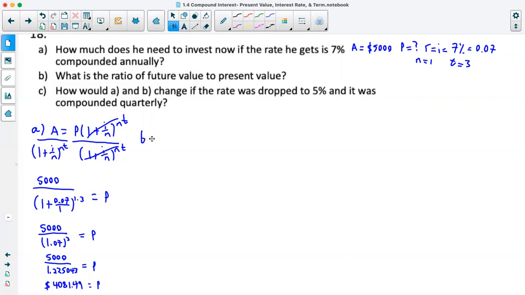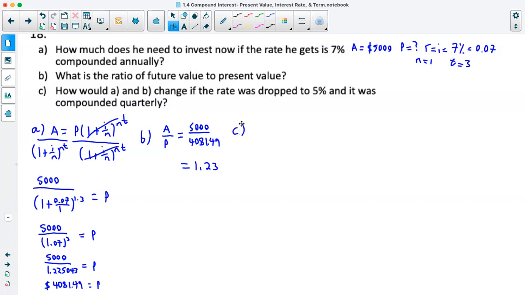Part B is, what is the ratio of future value to present value? So ratios are typically represented by fractions. So if it's saying a ratio of future value to present value, the first thing we have would go in our numerator. So our future value is A over our present value, which is P. So our ratio could be represented as a fraction, which would be our 5,000, our future value, over our present value of $4,081.49. And we can also represent it as a decimal by doing this division, and that gives us 1.23.